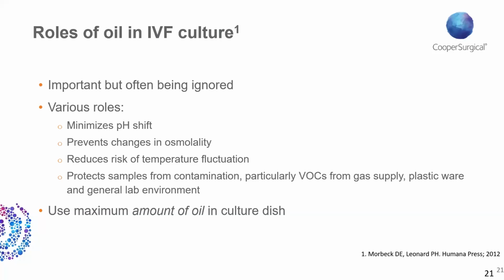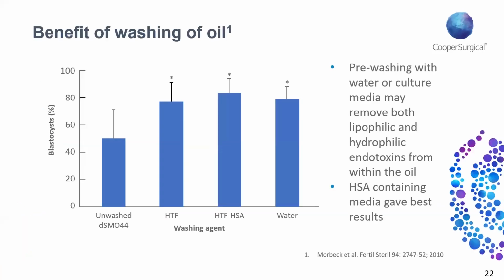Okay, so if we look at the next slide that Dean Morbeck did at the time, the type of oil can also have an impact. So he published this article now almost 15 years ago. And you can see that washing oil generally has a beneficial effect. Whether you use it in water with medium plus protein, they all have a significant improvement in blastocyst formation rate compared to unwashed oil. So again, the type of oil and how it's processed, how it's tested, may also be something to consider when you're deciding which culture oil to use in your lab.